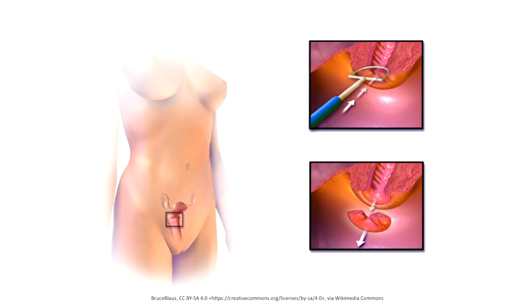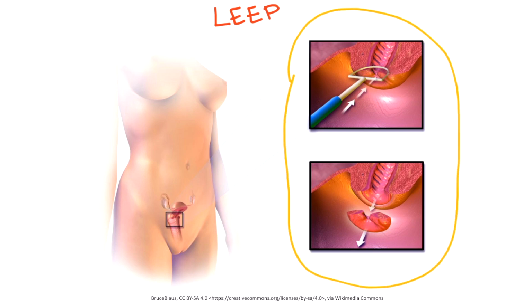This figure illustrates the loop electrosurgical excision procedure, or LEEP for short. Similar to cold knife conization, a piece of cervix is excised during this procedure, except this time a clinician uses an electrosurgical loop instead of using a scalpel. Once again, this is done to remove all abnormal cells and tissue and thereby minimize the likelihood of progression to cervical cancer.